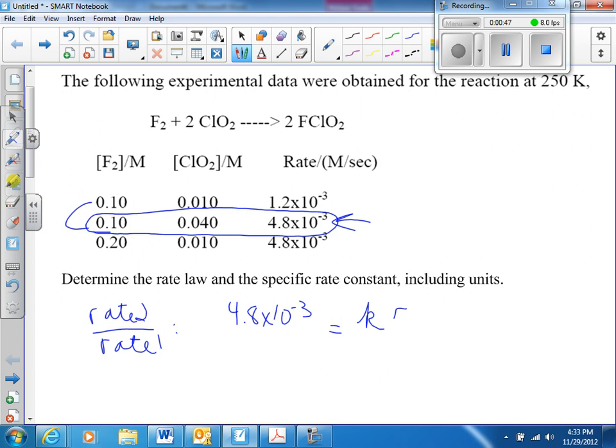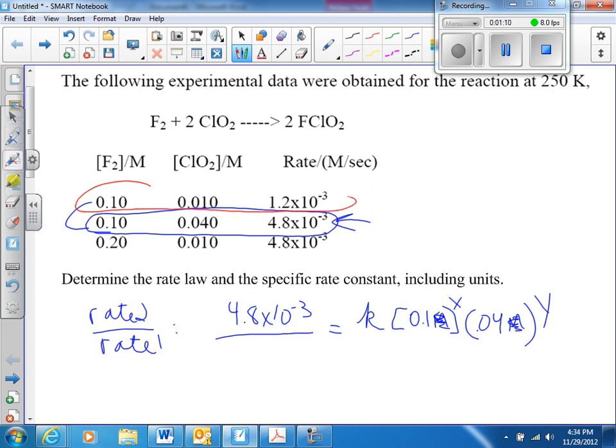K, F2 is 0.1 molar, and ClO2 is 0.04 molar. I actually don't need to worry about the molar at this point because I'm just calculating the x and the y, the exponents. Don't forget to put in your x and y. And I'm going to divide that by trial 1. So the rate goes under the initial rate for trial 2. 1.2 times 10 to the minus 3.